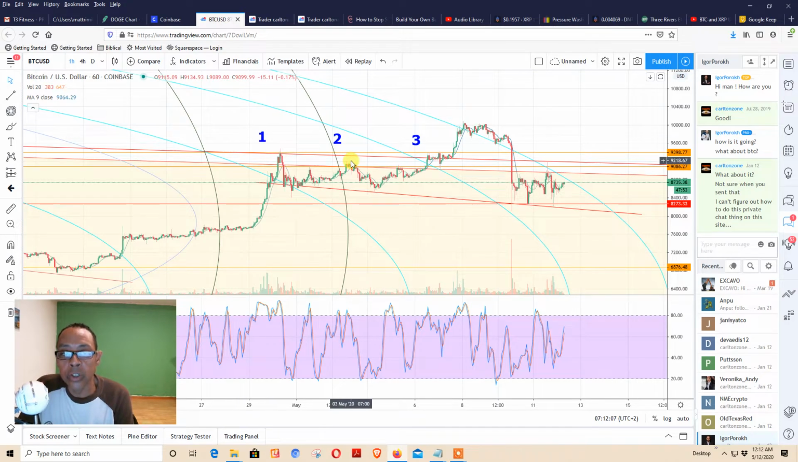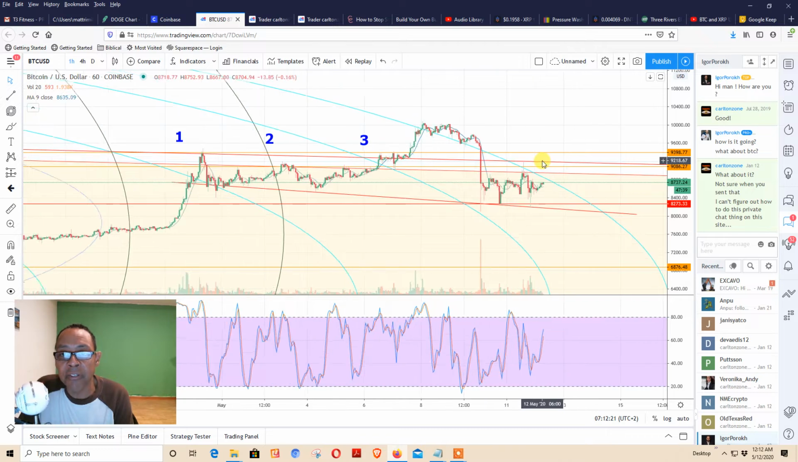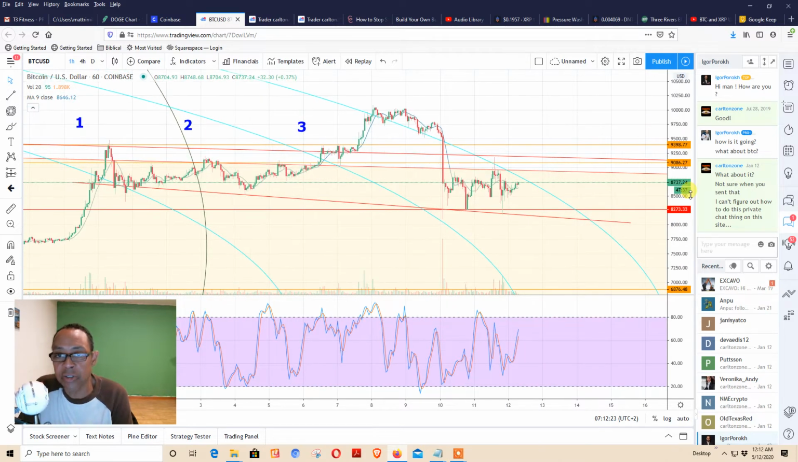1, peak. 2, lower high. 3, higher high, yet lower than 1 high, breakout. And then we moved from the 4.236. It jumped right up here to the 4.618. We bounced around this. Everybody was saying, this is it. This is the big breakout.